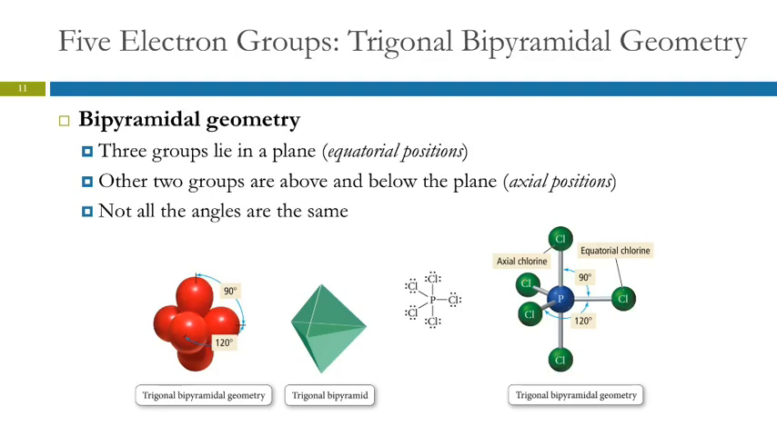So we have 2 different bond angles in this shape. We have 90 degrees between the axial chlorine and the equatorial chlorine, and 120 degrees between adjacent equatorial chlorines. Does that make sense? So we have the axis and the equator.